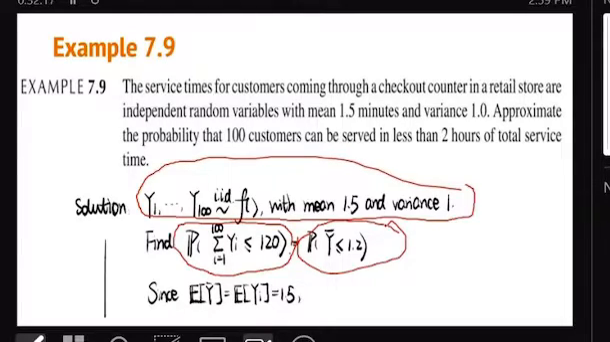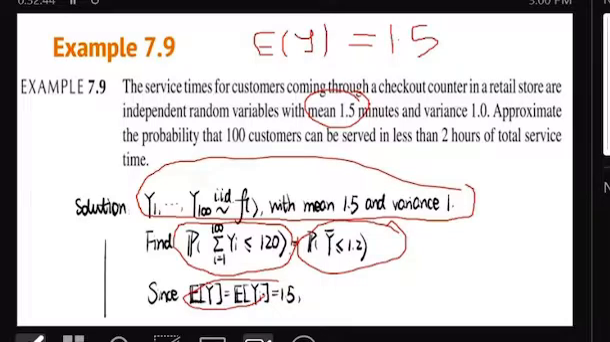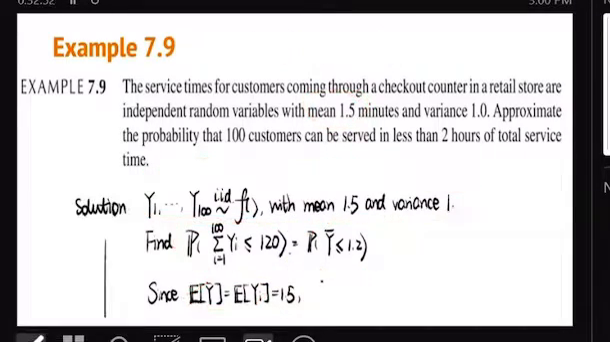Now, I know that the expected value of Y is 1.5. And you know what? The expected value of Y is also going to be equal to the expected value of Y bar. They're all going to be equal. And that was why you actually see this.